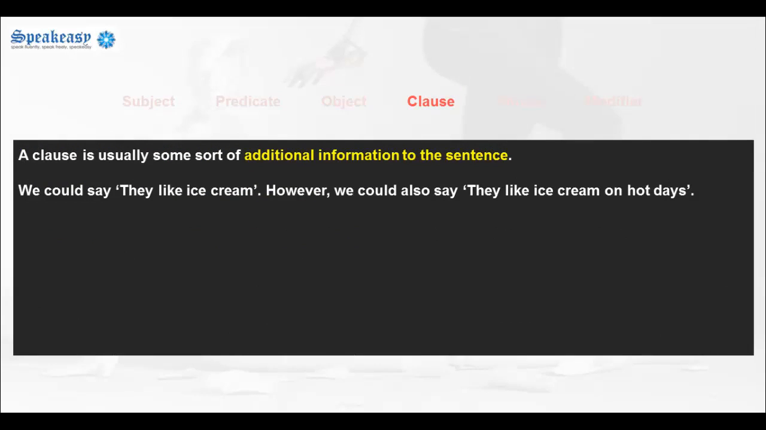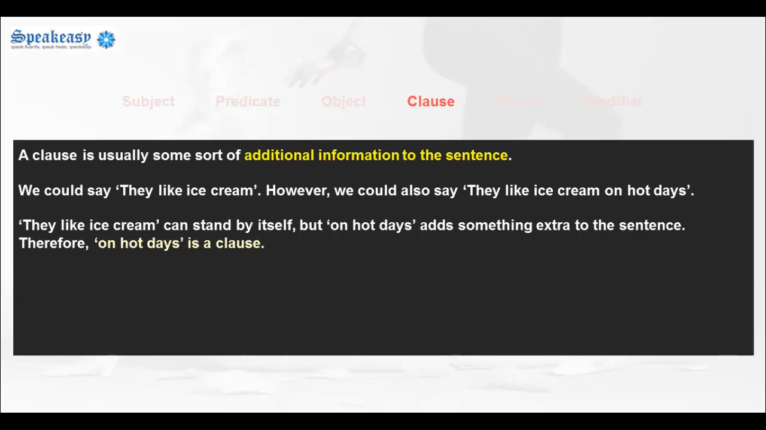A clause is usually some sort of additional information to the sentence. We could say, they like ice cream. However, we could also say, they like ice cream on hot days. They like ice cream can stand by itself, but on hot days adds something extra to the sentence. Therefore, on hot days is a clause.